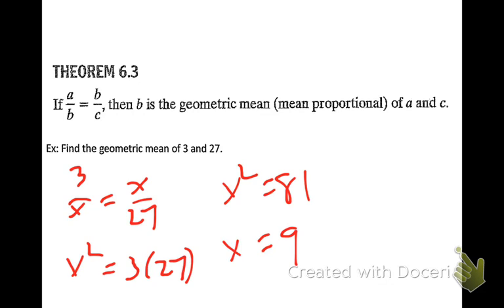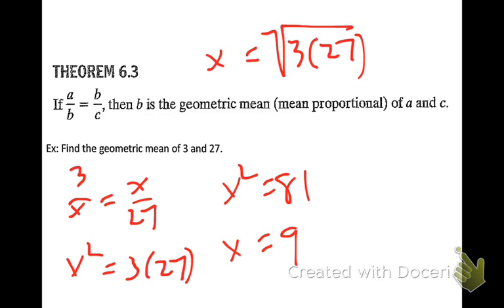Now, rather than set up a proportion like that, I will accept this. You can just say x equals the square root of 3 times 27 if they ask you for the geometric mean. Because remember, to find the arithmetic mean or average, you add the numbers, divide by 2. To find the geometric mean, you multiply the two numbers and take their square root. Okay, that's what you're doing. Don't make it harder than it is. Multiply the numbers, take their square root to find the geometric mean. Questions?